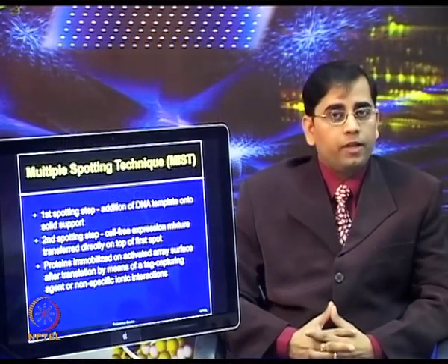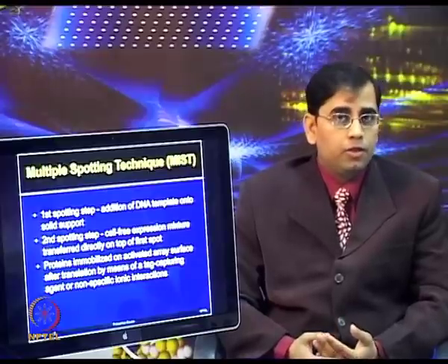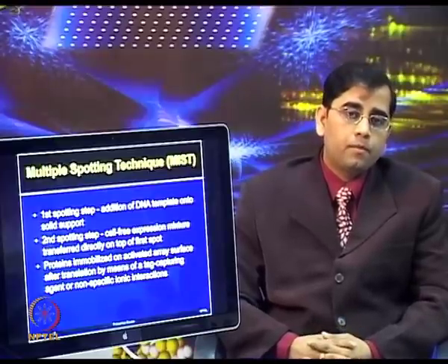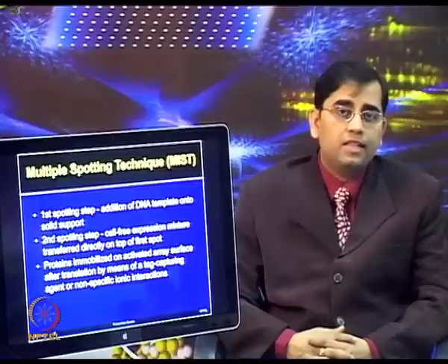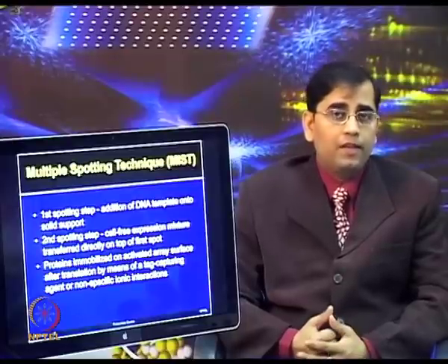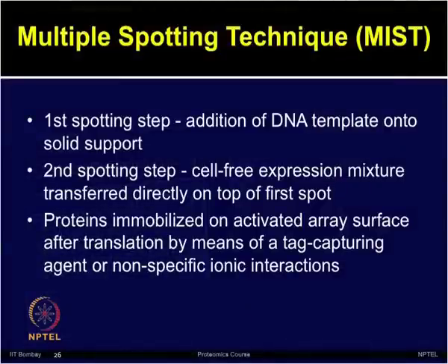So, here 2 rounds of spotting are performed. In the first spotting step, the DNA template is added onto the microarray solid support, and then a second printing is performed, where the cell-free expression mixture is transferred directly on top of the first spot, which contains DNA. So, in this method, the aim is to print the DNA as well as the cell-free expression system, so that after incubation protein can be directly synthesized on the same feature, and one does not need to do a separate step of cell-free expression system addition.